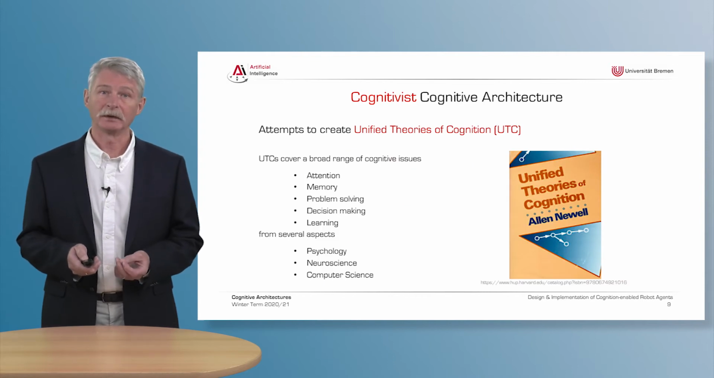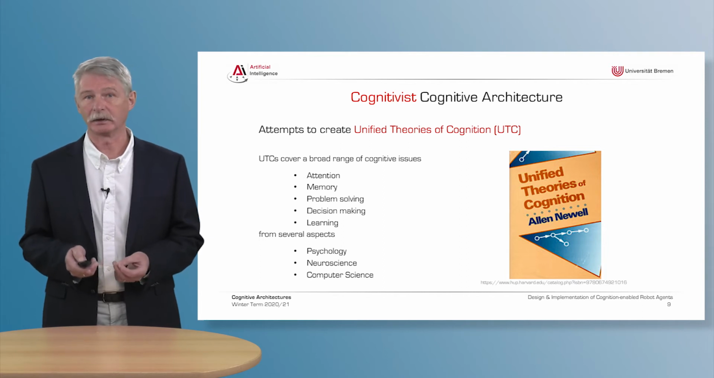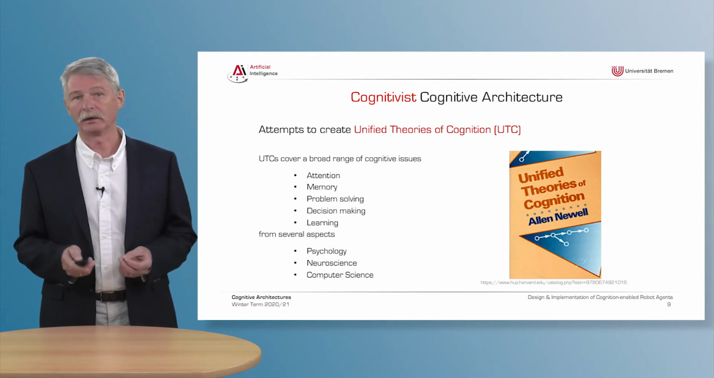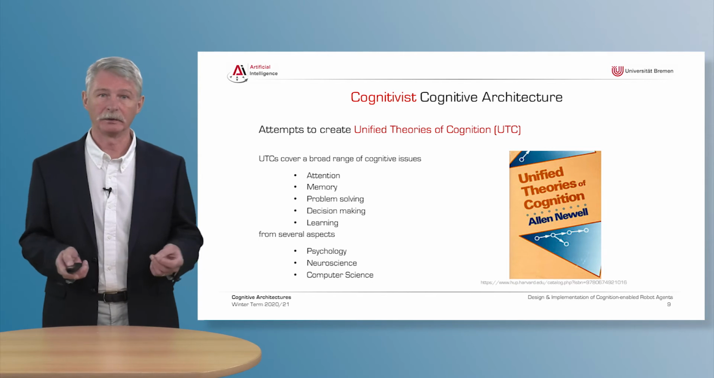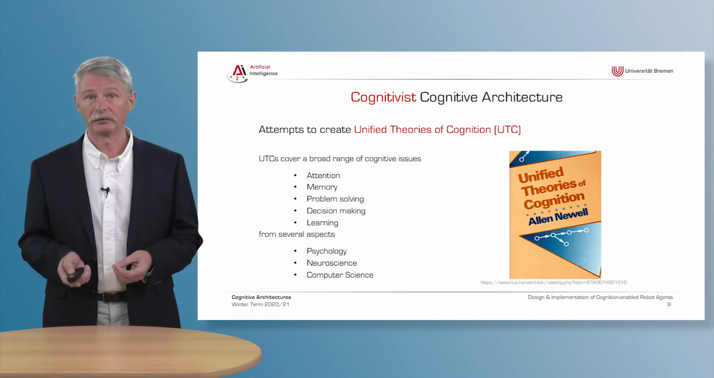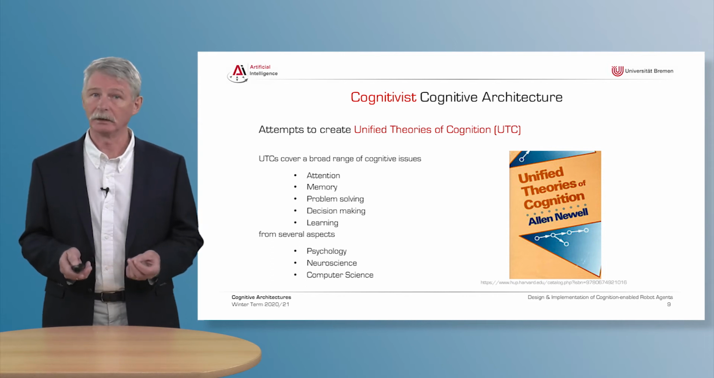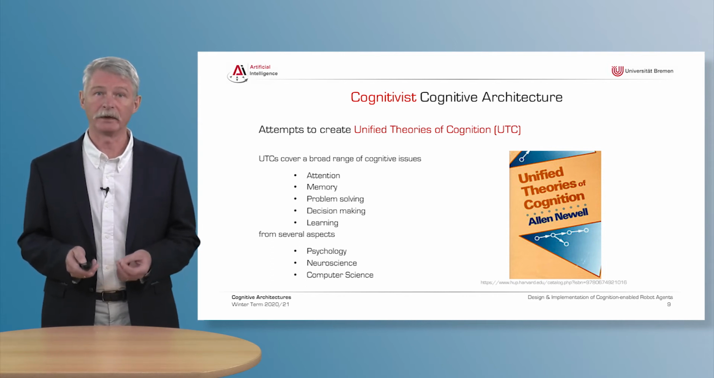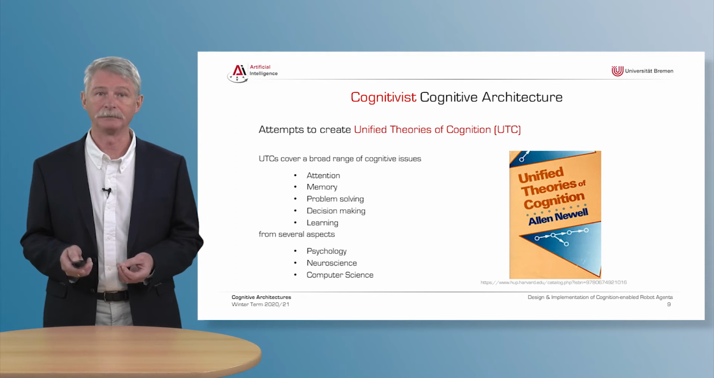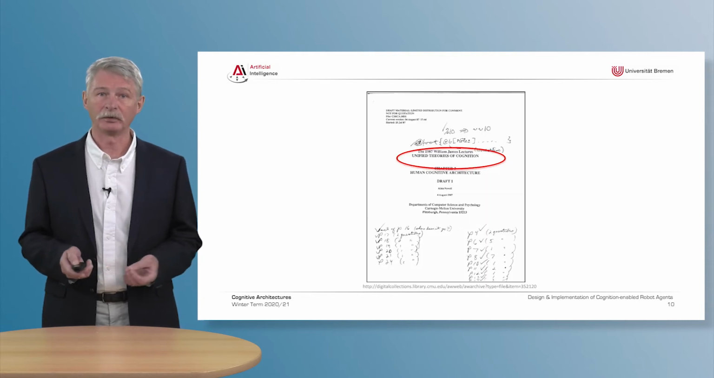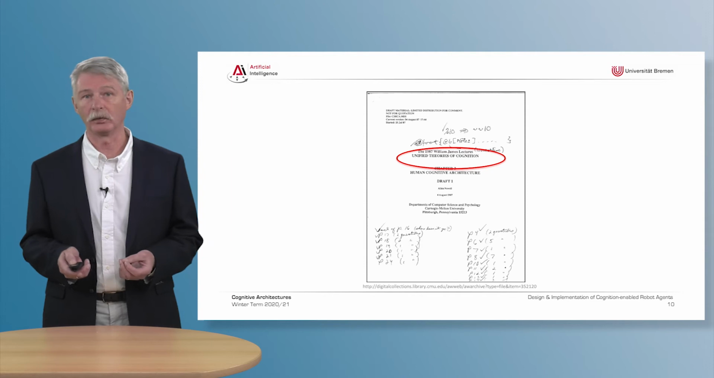A cognitivist cognitive architecture is a candidate unified theory of cognition. This is a theory that covers all the bases, from attention to learning, from all relevant perspectives, including psychology, neuroscience, and computer science. This is an idea introduced by Alan Newell in his book, Unified Theories of Cognition, in 1990. And here's a picture of his proofreading notes 3 years before the book was published.